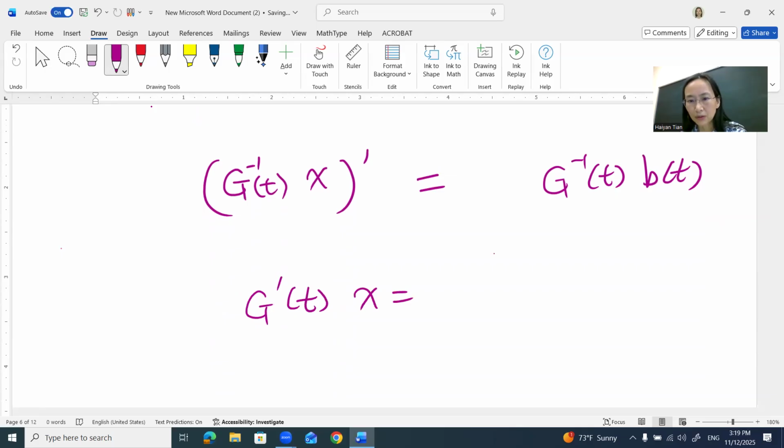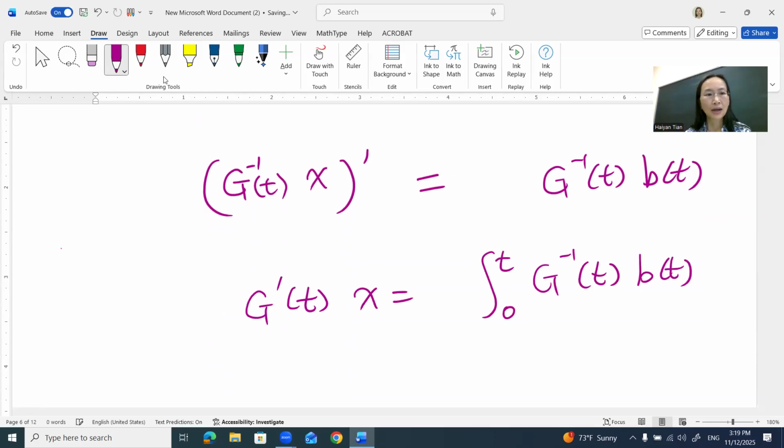We will solve this one by antiderivative. So we take the integral of G inverse t b of t, from 0 to t. Of course, this is a dummy variable, so we can change the name. Instead of using t, we can say tau or s. It doesn't matter what you use, so I'm going to use a different letter, ds. Then plus C, which is the integration constant. It is a constant vector.